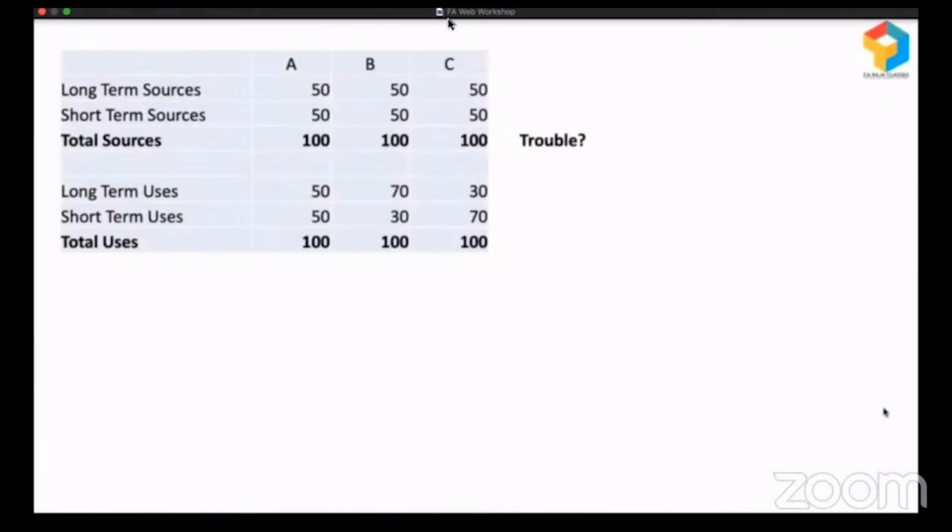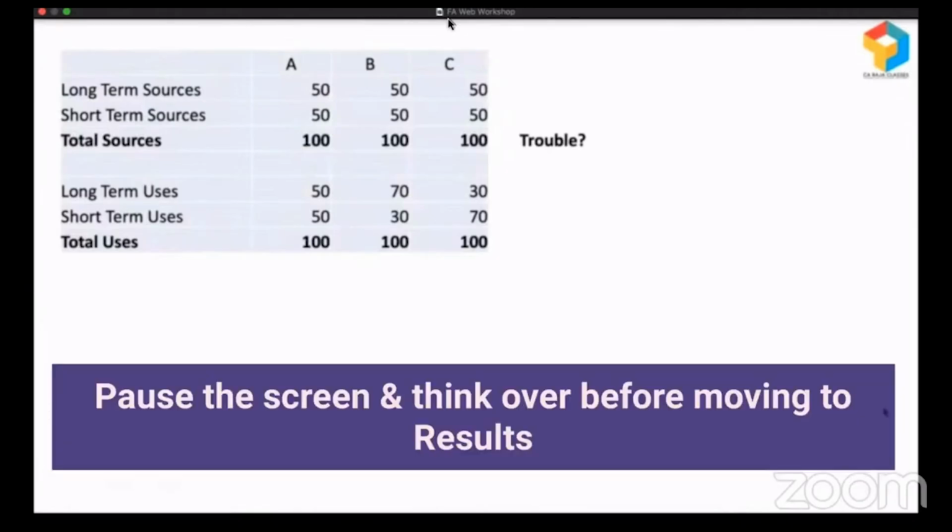Company A, they've raised long-term funds of 50. They've raised short-term funds of 50. So total of 100, of which 50 is used for long term, 50 is used for short term. Company B also raised in the same pattern, but of which 70 is used for long term and 30 only used for short term. And C raised in the same pattern, but of which 30 only used for long term and 70 is used for short term. So you have to tell me which company is in trouble.